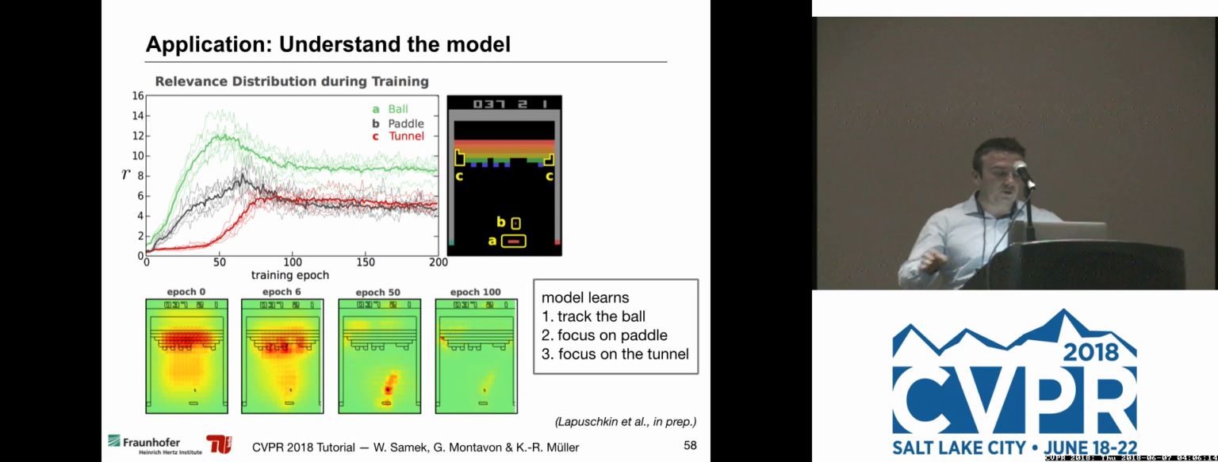You see when you track these relevances, we measured relevance on the ball, on the pedal, and also on the tunnel areas. And we saw that, for example, at first the model learns to track the ball. This is the first thing the model does. Then it learns to track the pedal, which controls the ball. And only later, after that, it tries to focus on the tunnel. So you can make sense of the strategy of the model by tracking its behavior and by looking at these explanations.